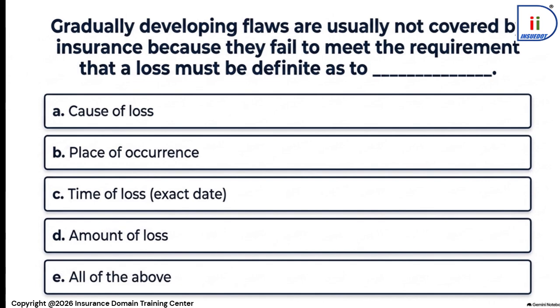Next question, question number 2, fill in the blank. Gradually developing flaws are usually not covered by insurance because they fail to meet the requirement that a loss must be definite as to dash. Read all the options.